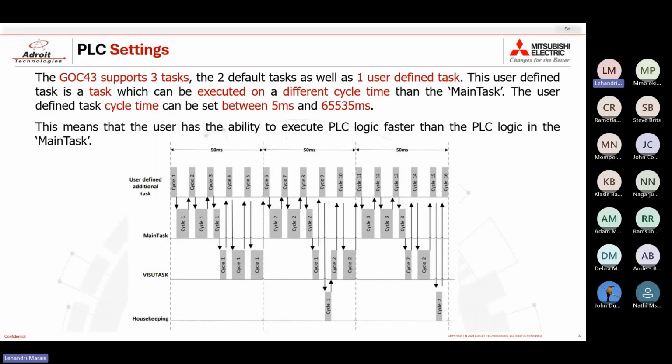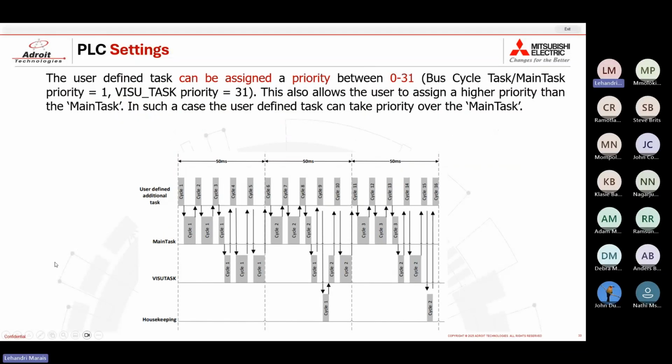But if you set up your user-defined task to run every 5 milliseconds, and the logic or the scan time is too long, it will also not allow your main task or your visual task to run in between. So that is something to keep in mind when setting up your user-defined task. As I mentioned, you can set up any priority for your user-defined task between 0 and 31, with your main task being priority 1 and your visual task being priority 31.